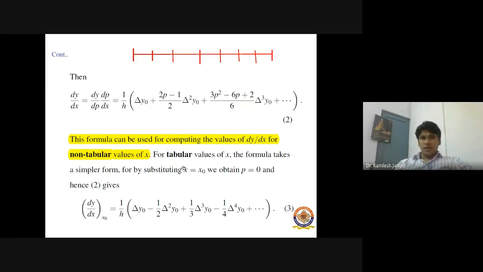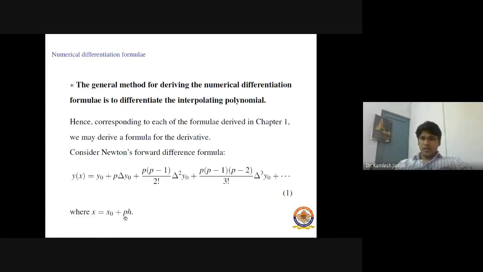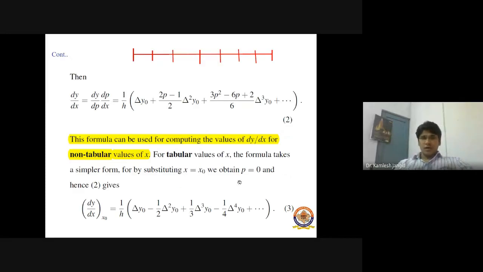Now, to find the derivative at the tabulated values, we take a simpler form. Put x equals x0, then we obtain p equals 0, because our relation is x equals x0 plus ph. If we put x equals x0, then this gives p equals 0. So equation 2 becomes dy/dx at x equals x0 equals 1 upon h times this relation. So this gives the first derivative at the point x0.